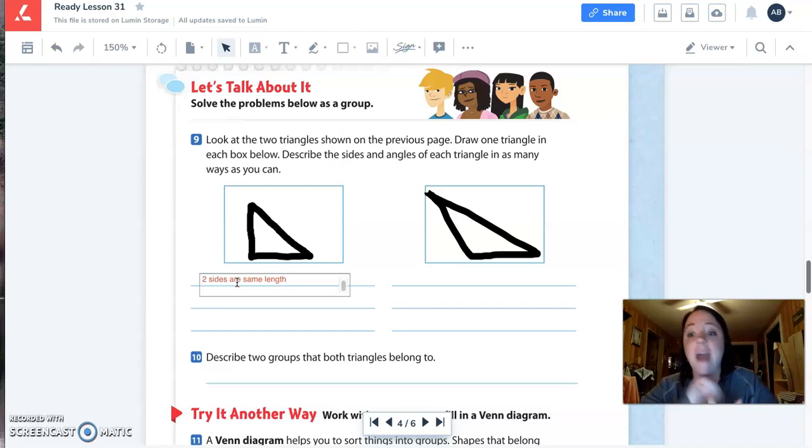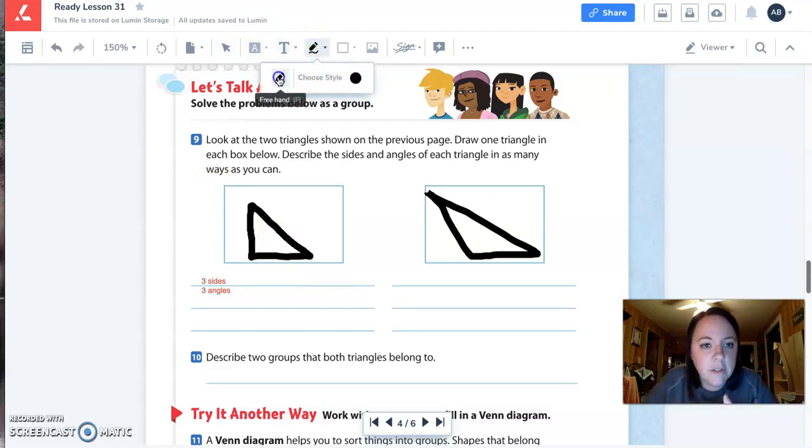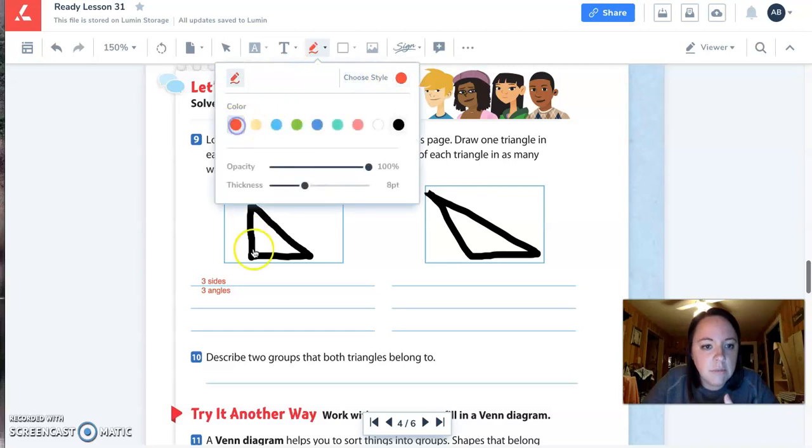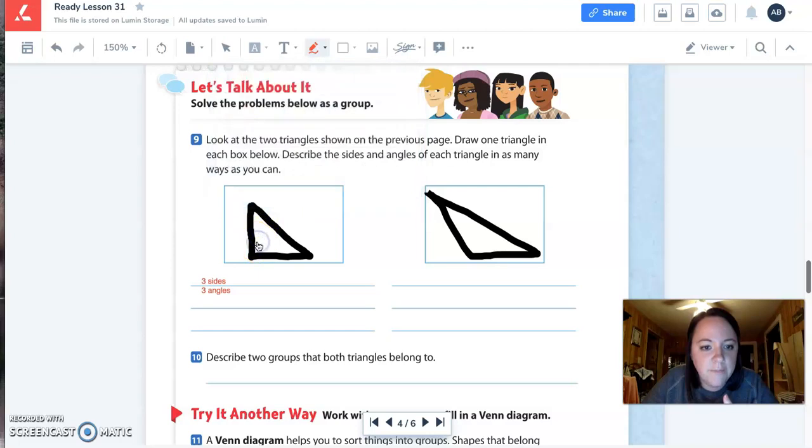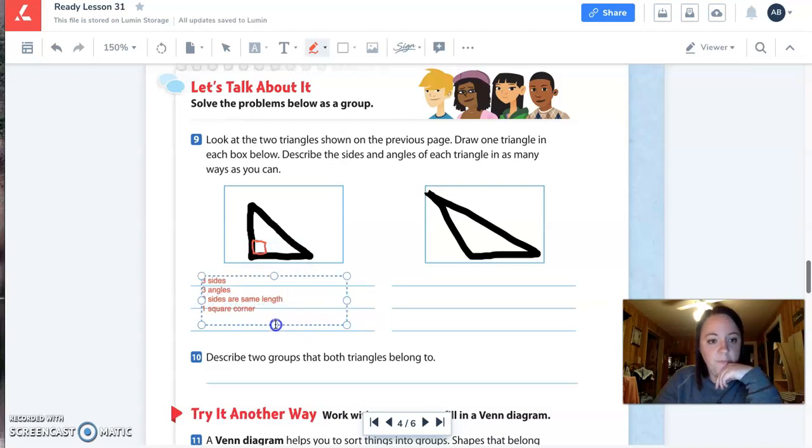What else are we missing? Do we have any square corners? Looks like we might have, let's do color red, looks like we might have 1. Let's try it here. Looks like 1 square corner. So we'll write 1 square corner. And that looks like we're done for that side. And that's perfect because our video is going to end and I'm going to pick back up in just a moment.